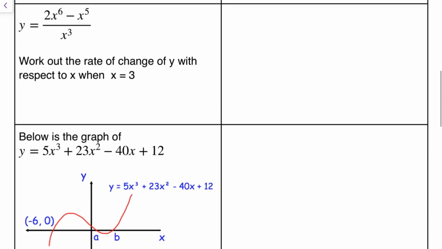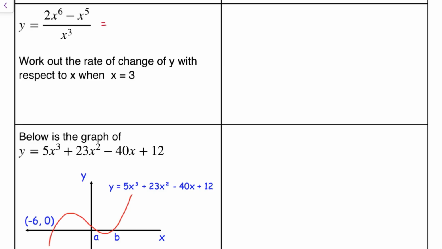Next question. Work out the rate of change of y with respect to x when x equals 3. Now, a comment I've made a few times before, you will learn something called the product rule and the quotient rule, and temptation will be to use that when you learn it. Actually, to be honest, I still wouldn't use the product rule or the quotient rule. I would just simplify first, so split into two fractions.